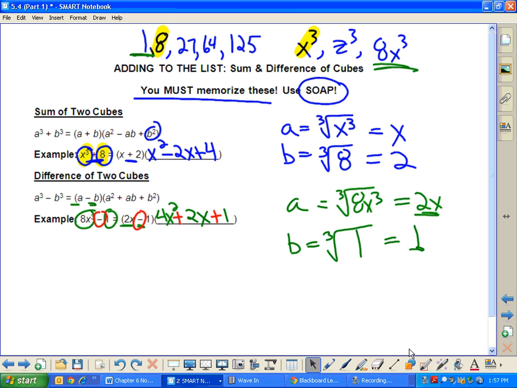The formula takes care of that. You don't have to look at the signs. That SOAP thing takes care of the signs for us, Danielle.